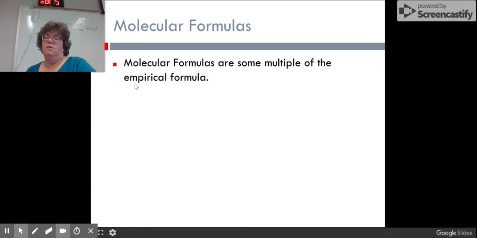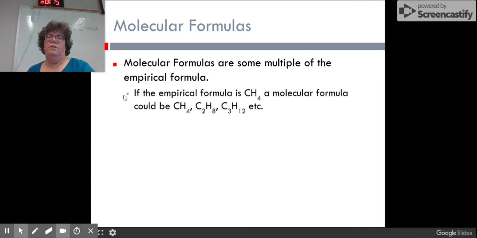So going the other direction, molecular formulas are some multiple of the empirical formula, whether it's a 2, 3, 4. So you see this empirical formula CH4. The molecular formula could be any one of these. If I multiply it by 1, it stays CH4. If I multiply it by 2, C2H8, because 4 times 2 is 8. I can multiply it by 3 and get C3H12, and I can just go on and on to infinity, really, just by multiplying it by a different number and expanding that formula.